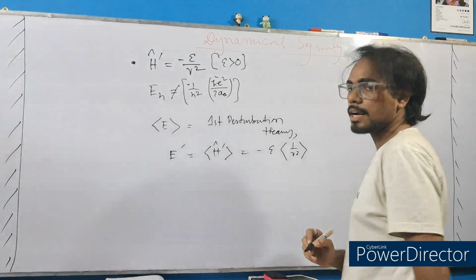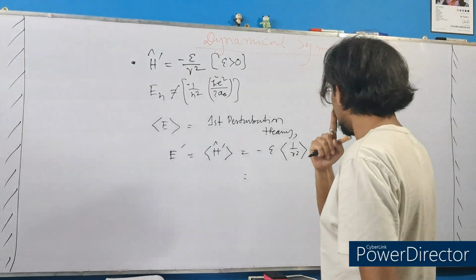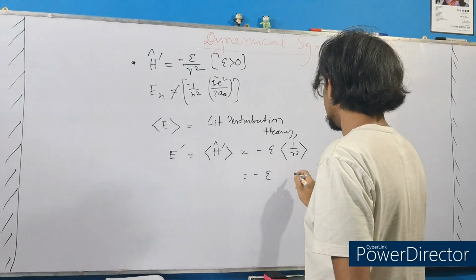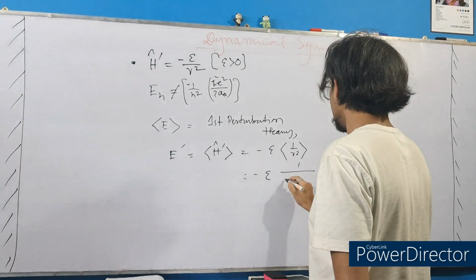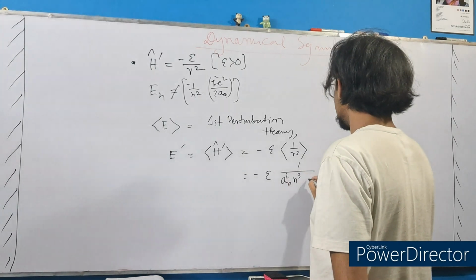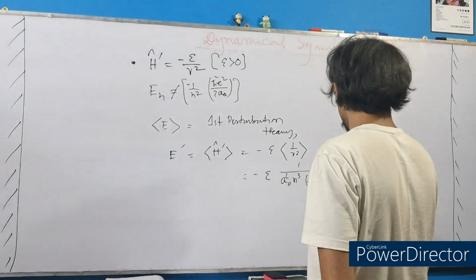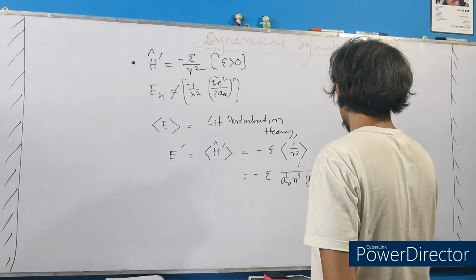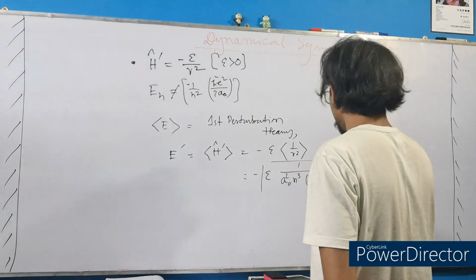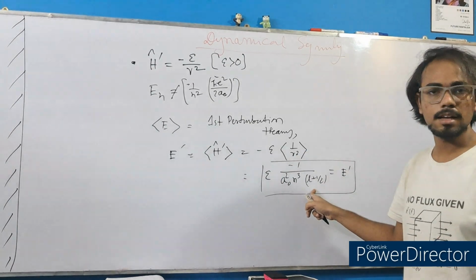Now you can understand why I'm so concerned about this, because this 1 by r squared is basically, we know that 1 by n cube, n naught square, L plus half. Now here is the twist, or here is the story: our energy correction comes out to be L dependent.